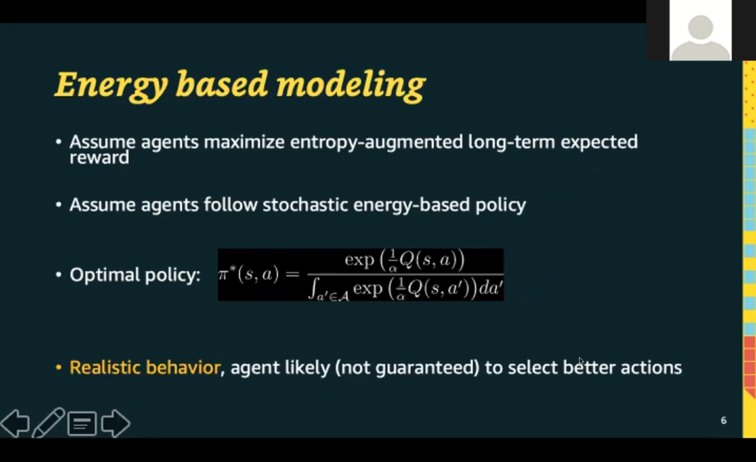Well, we remedy that by assuming that agents maximize and follow something called energy-based modeling. Under this paradigm, the optimal policy itself is stochastic, and you can see the formula here. It's a softmax. Under energy-based modeling, it allows for randomness in the agent behavior under the optimal condition and is more realistic. And so now you are not doing the exact best action. You are following the best action with a high probability, but we allow room for error.